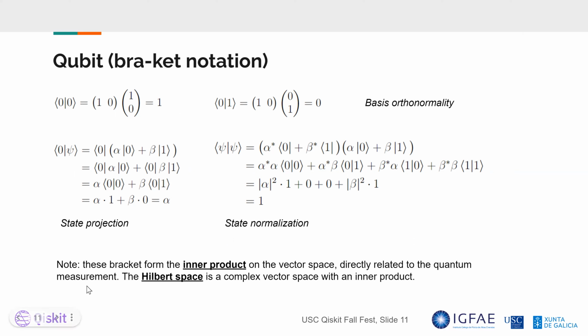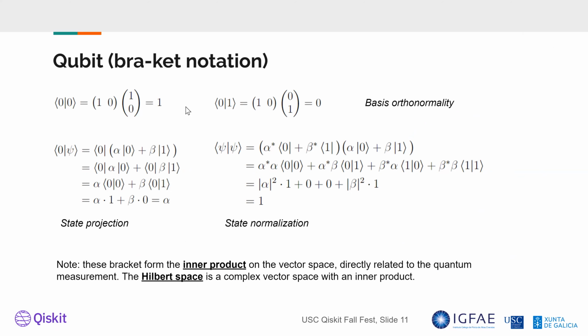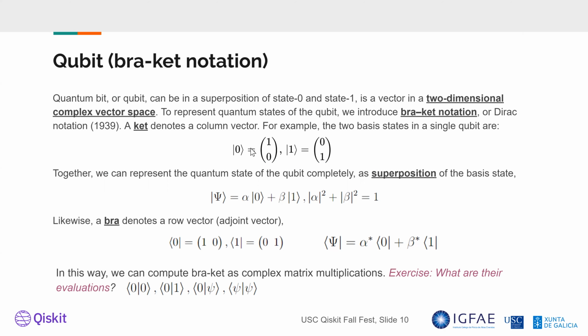Just a footnote: this bracket forms the inner product on the vector space, so it's related to quantum measurements. You've probably heard the term Hilbert space a lot. It's basically a complex vector space with this inner product rule. Alternatively, we could use this bra-ket notation. It's very fancy, very neat.